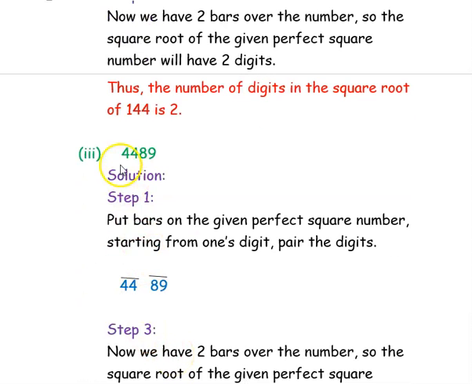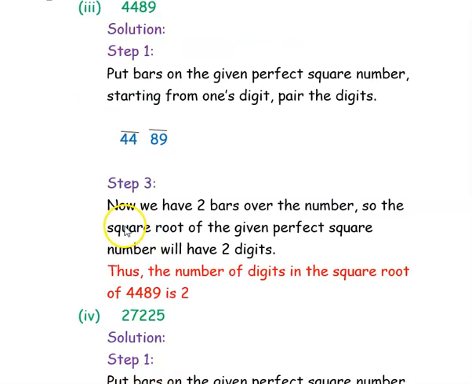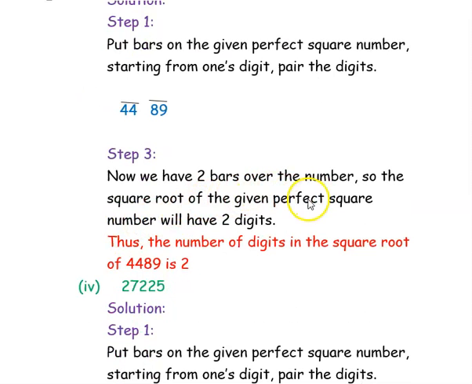The next number given is 4489. So as we know, we have to place the bars. So I have placed a bar here. So 9 and 8 is one pair. I have placed a bar. Then 4 and 4 is the other pair. I have placed a bar. So here we have 2 bars over the number. So the square root of the perfect square number will have 2 digits. So perfect square number 4489 will have 2 digits in its square root.